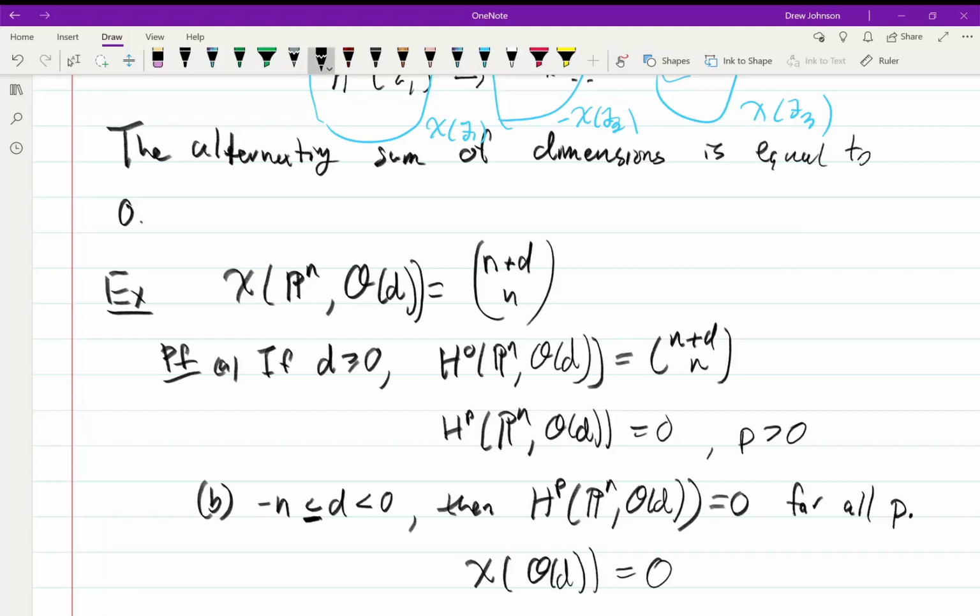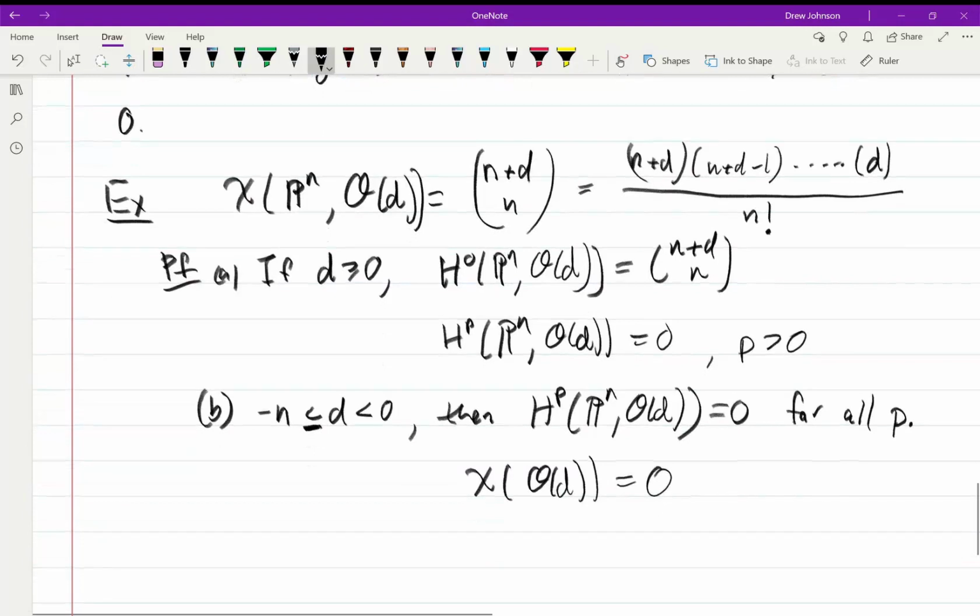If you remember, the definition of this binomial coefficient is you just take n plus d times n plus d minus 1, all the way down to d, since you want to have n terms on top here, and then you divide by n factorial. So if d is between 0 and minus n, then at least one 0 will show up in this numerator. So you'll get 0 here.